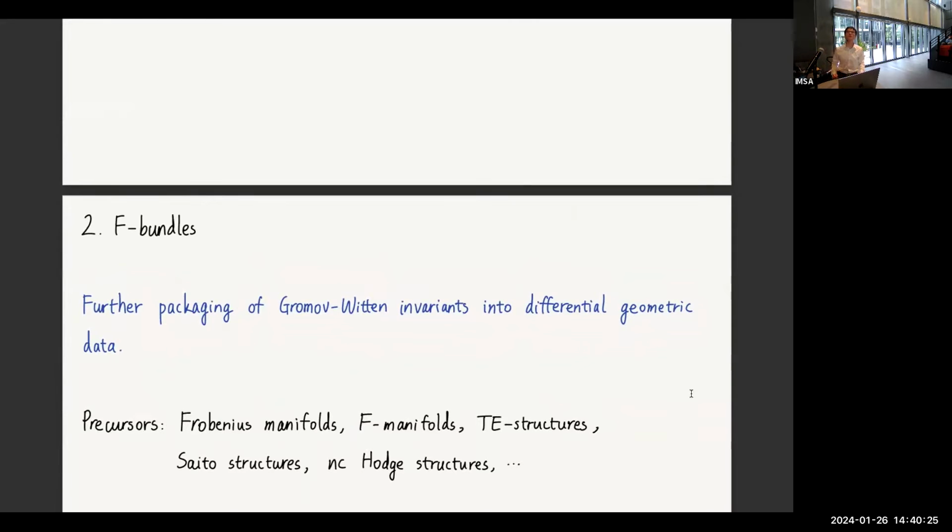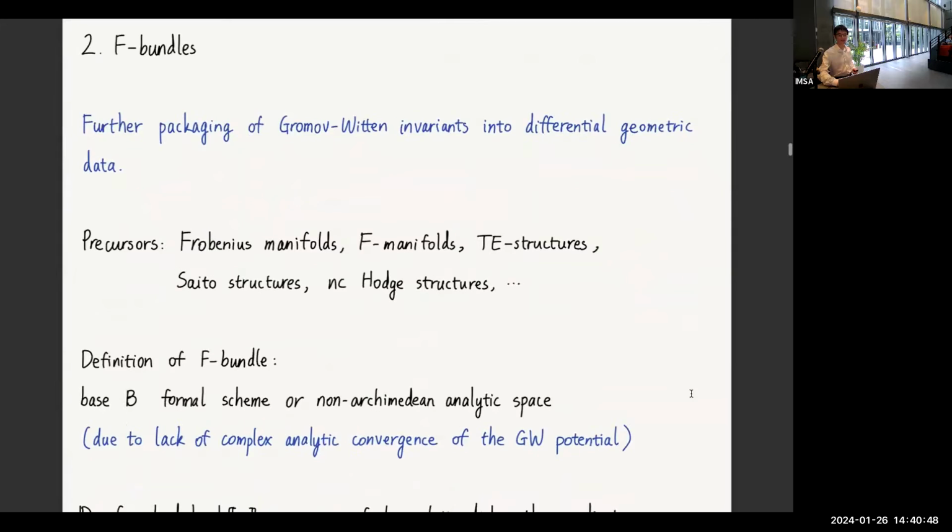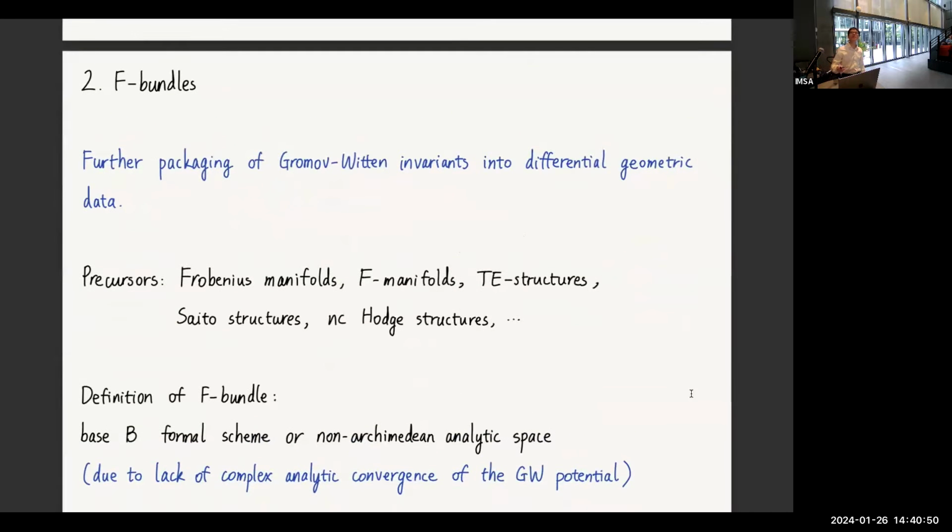So the precursors of F bundles, there are many, and all of them are quite similar. We have Frobenius manifolds, F manifolds, TE structures, CohFT structures, non-commutative Hodge structures, all these different variants. Here we introduce the definition of F bundle. It's almost exactly the same as TE structure, or what's called a quantum D-module in Hiroshi's papers.